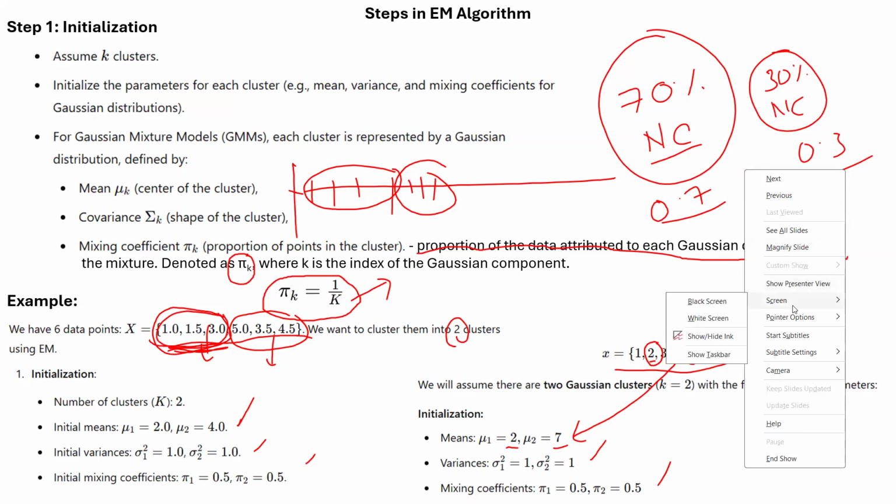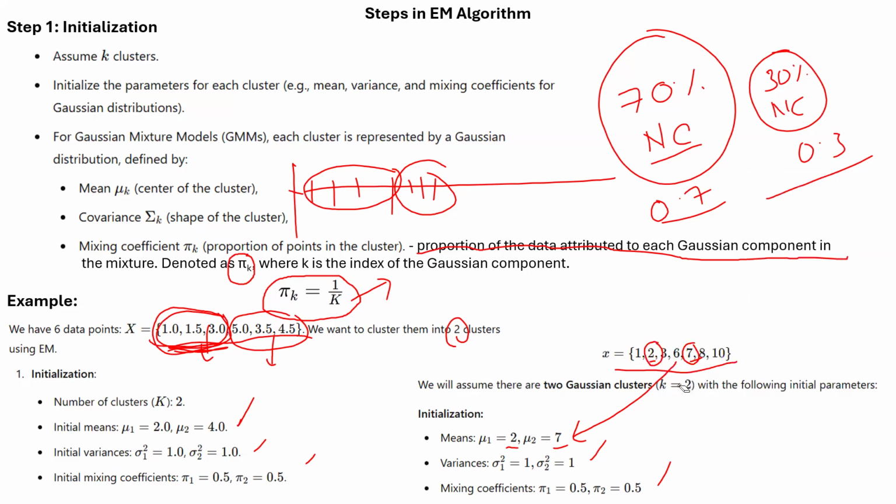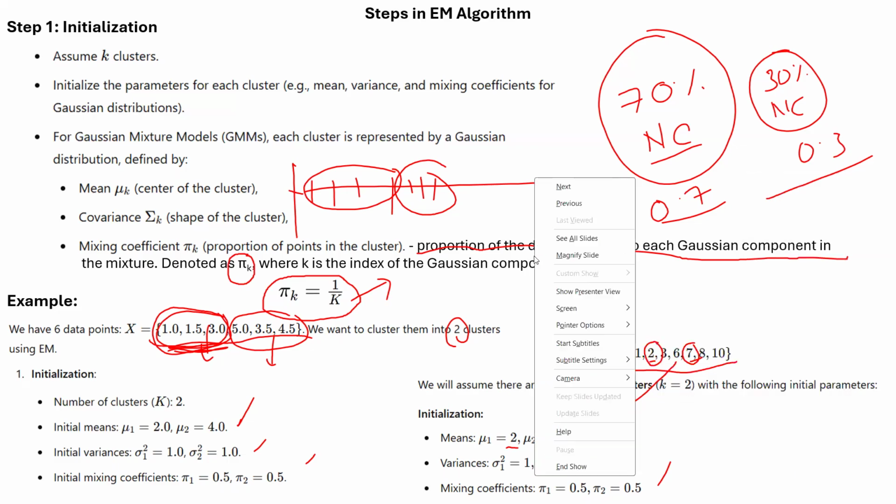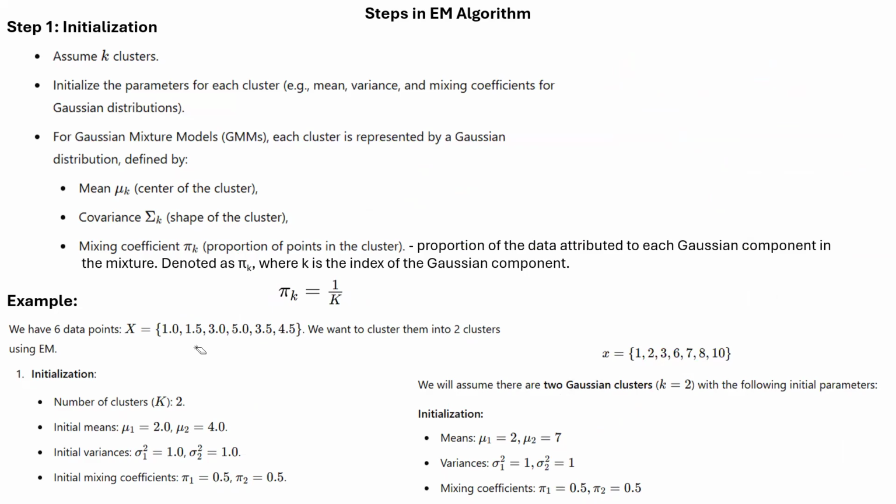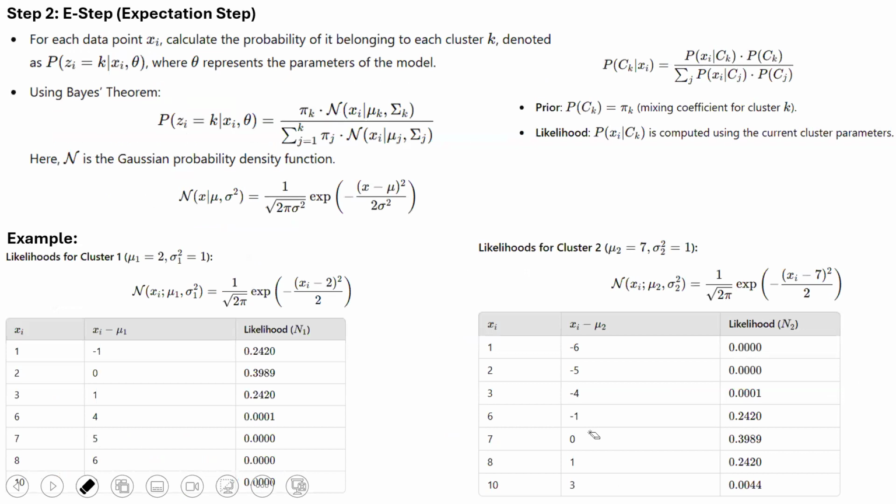So this is just an example. Coming to the means, there can be many ways. You can choose the data points themselves as the mean, or you can choose the midpoints of the points as the mean. These are the two ways, and the initial variance can be 1 and 1, and the mixing coefficient is always 1 by k, which is 0.5 in both cases. In most cases we just choose 2 random points from the data points as the mean, and from there we will actually start. So that is what initialization is.